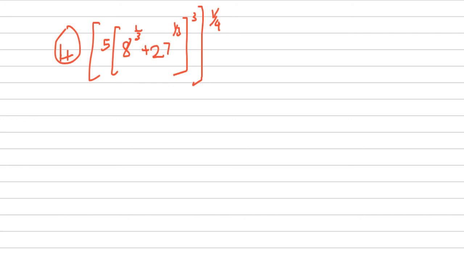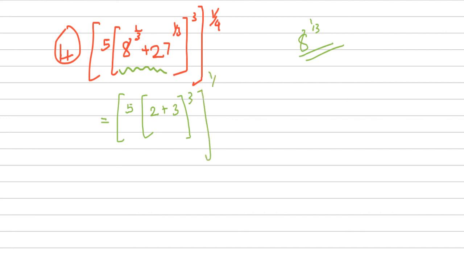Whenever you have double brackets, you need to solve the inner bracket first. That we all know very well. I don't think I need to explain it because we are all aware of BODMAS, right? Good. So now let's solve the inner bracket first. What does 8 to the power 1 by 3 mean? It is nothing but the cube root of 8. So the cube root of 8 is 2. What is the cube root of 27? 3. That's all. So to the power 3 and whole power 1 over 4.